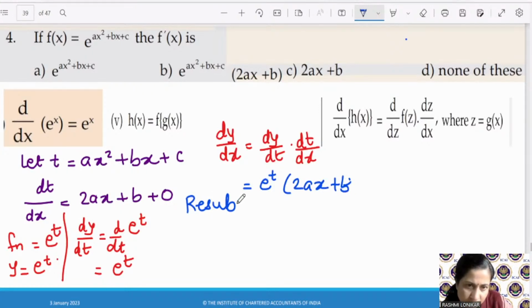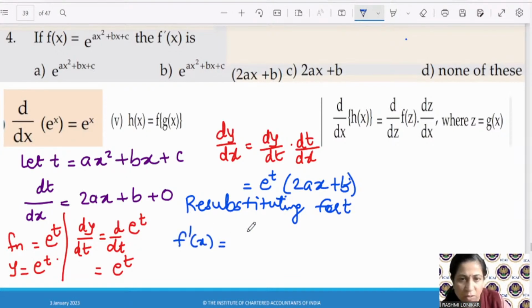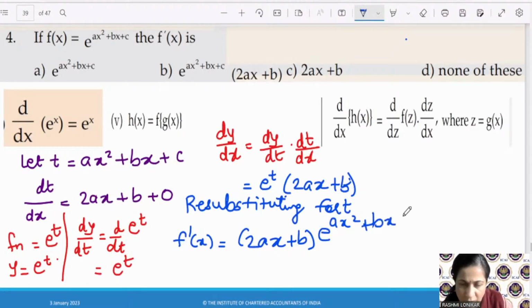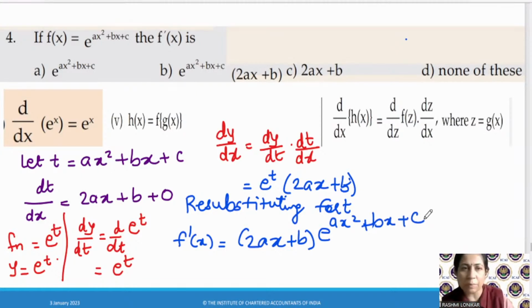Resubstituting for t, I get f dash x to be equal to 2ax plus b into e raised to ax square plus bx plus c. Okay, so which one will be the answer? B will be the correct answer. This is the third option.